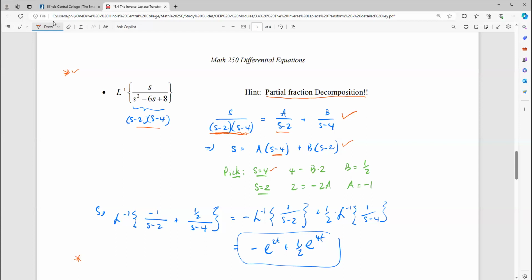If I plug in s equals 4, I get the rather simple equation that 4 equals 2 times b. So 4 equals b times 2. Therefore, b would be equal to 2, not a half. So this should be a 2, not a 1/2, my mistake.